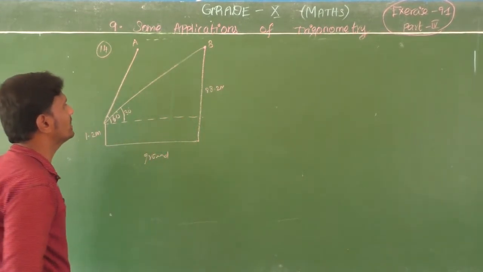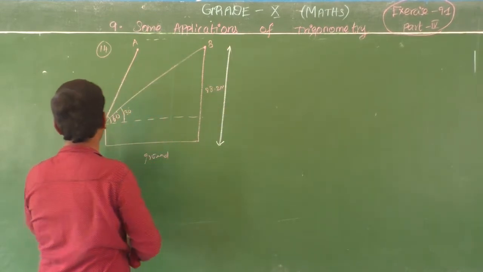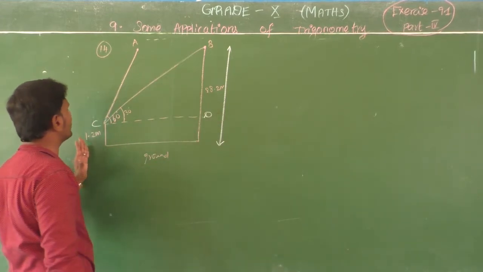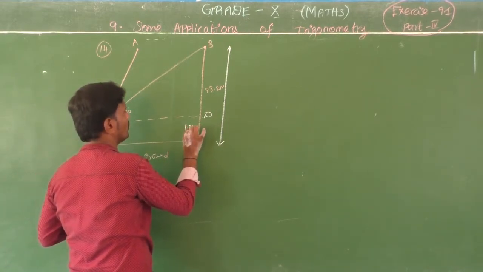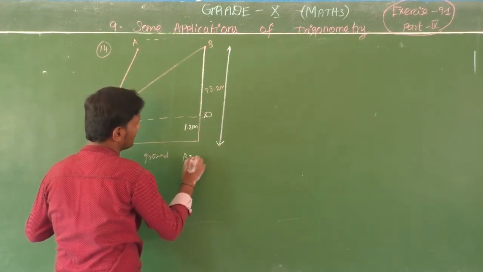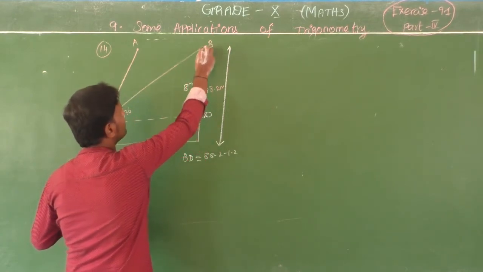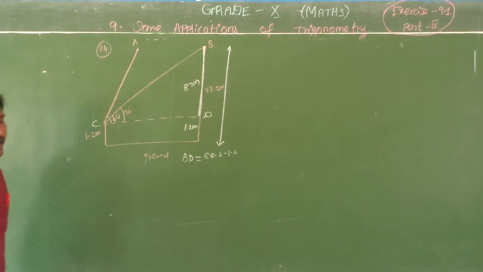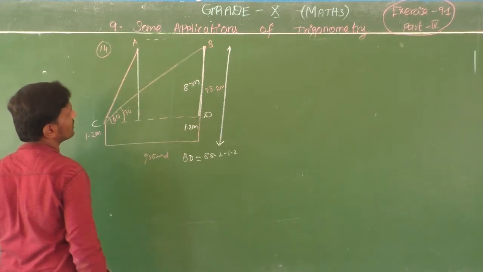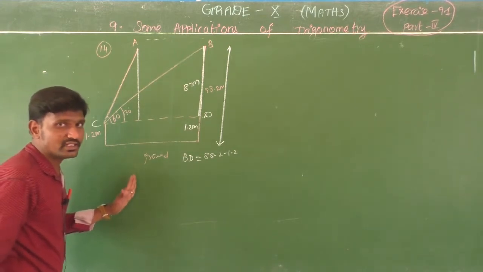Yes students, now listen. The total height of the horizontal level is 88.2 and the height of the girl is 1.2. This is C and this is D. So what is the value of BD? BD is 88.2 minus 1.2, that is 87 meters. So the height is 87 meters. Now I am going to take this horizontal height like this.